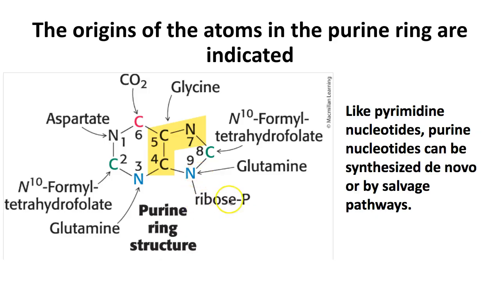And then you see right here attached is the sugar and the phosphate group. And then right here for this nitrogen that is in black is from the aspartate amino acid, and this carbon that is red is coming from carbon dioxide.